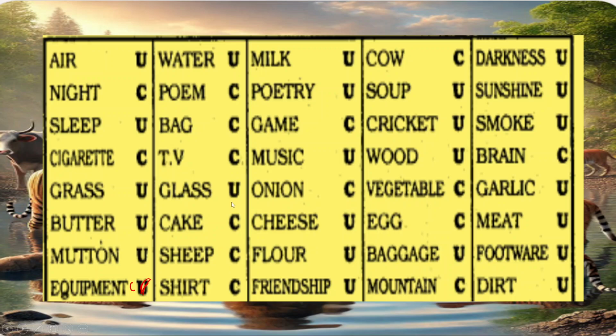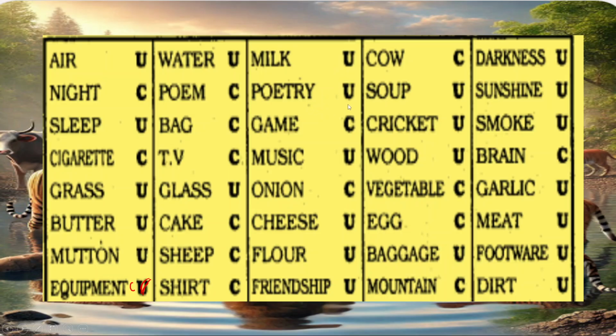Glass uncountable. Glass means you cannot count. A number of glass sheets you can say. The whole glass, if it is in liquid form or in solid form, you cannot count. That's why it is written uncountable. Cake countable. Sheep countable. Shirt countable. Milk, see here, milk is in a liquid form. Milk or oil or anything, it is uncountable. But in kg or in number of bottles, you can count, but it is considered uncountable.